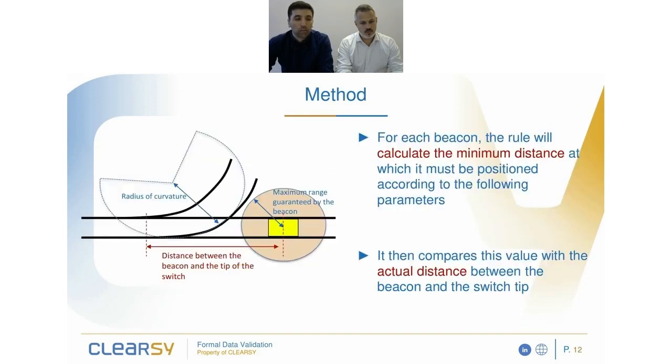So what are the properties here? We will need to take a look at the maximum range that can be guaranteed for the beacon, so where it can be read by the train, and also the radius for the curve that is taken after the switch on the other track. And with that, we can compute the distance between the beacon and the point that has to be respected, and compare it to the actual distance where all the beacons are installed.